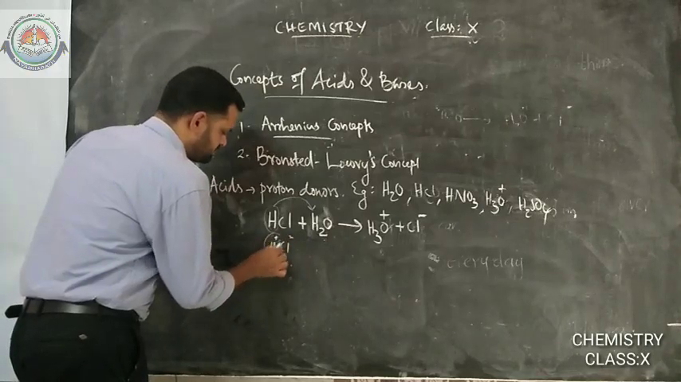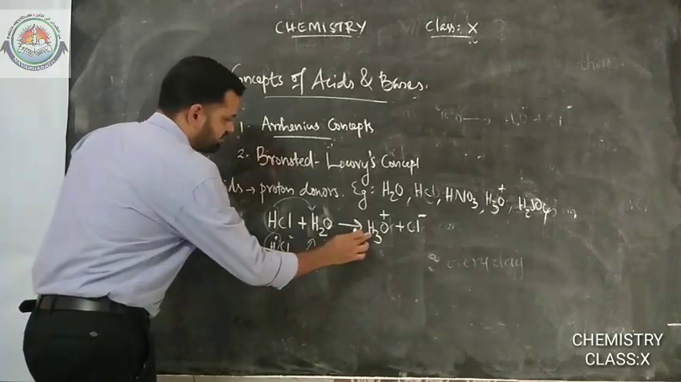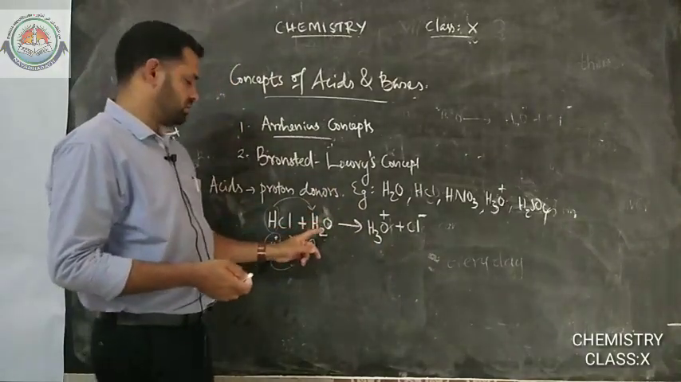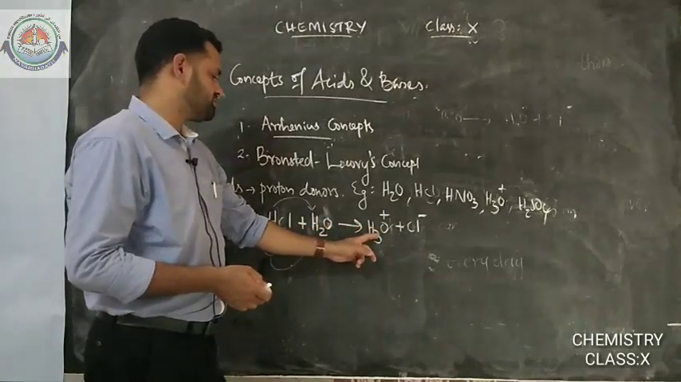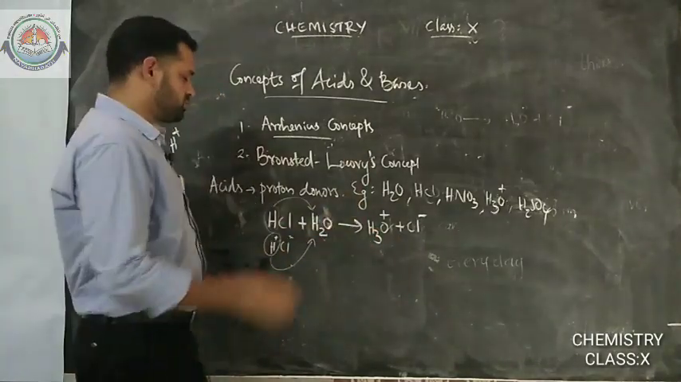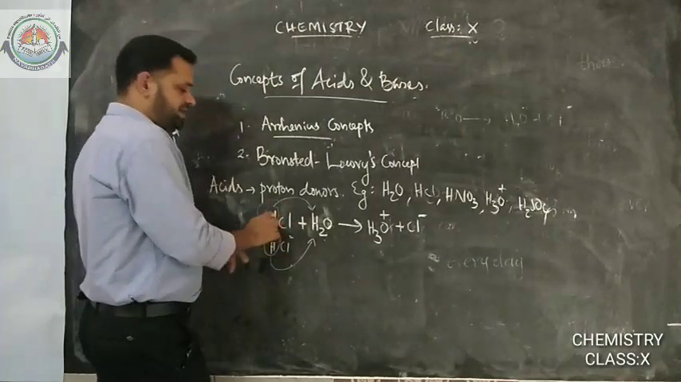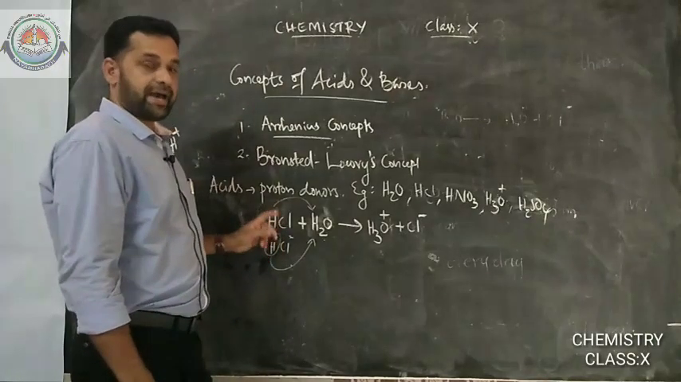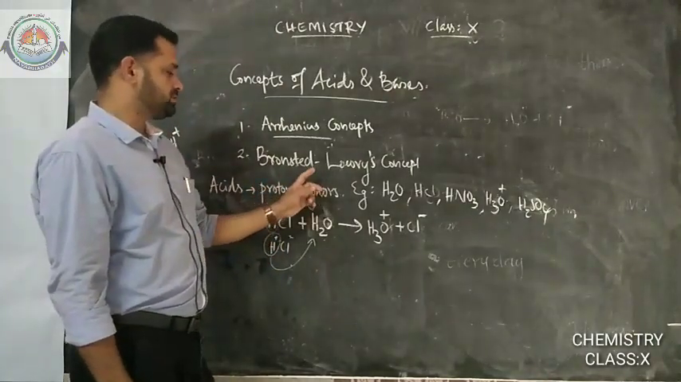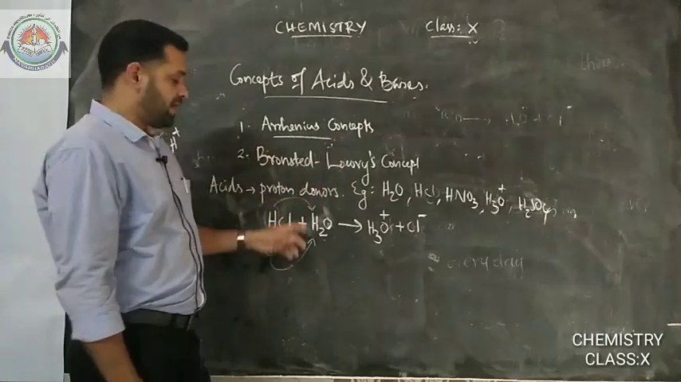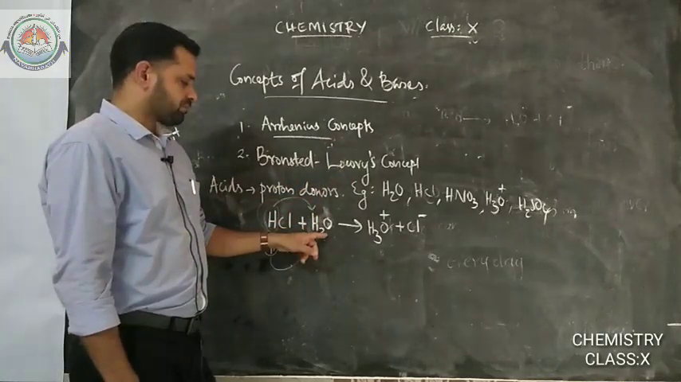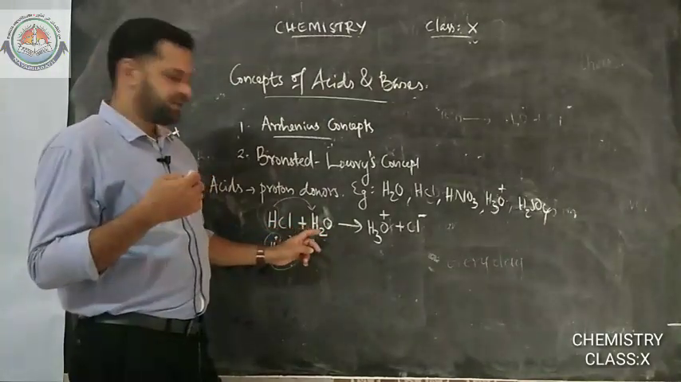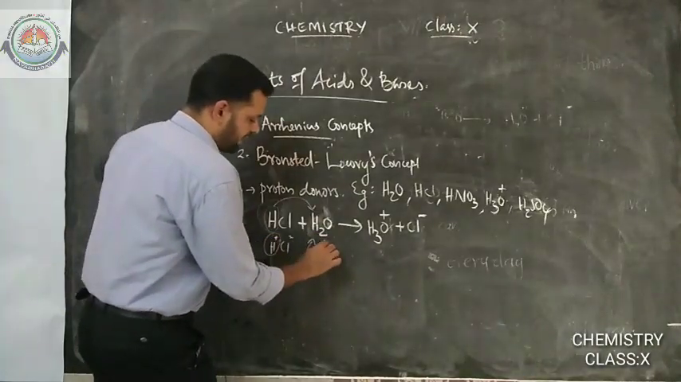This H plus ion reacts with the water, and H2O accepts that proton and it forms H3O plus, then Cl minus ion. So, here since HCl is donating H plus ion to water, HCl is considered as an acid as per the concept of Bronsted-Lowry. And here water, which accepts the proton, acts as a base.